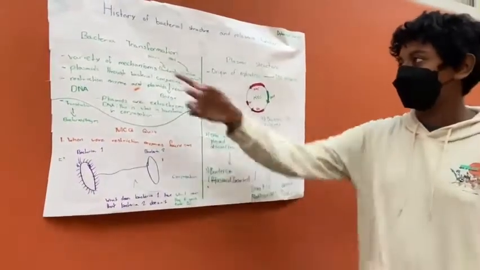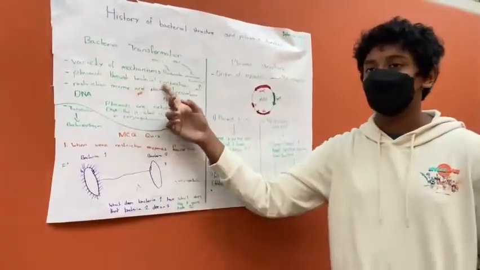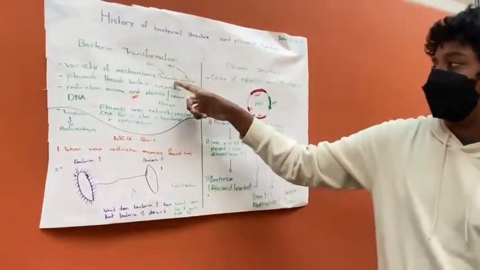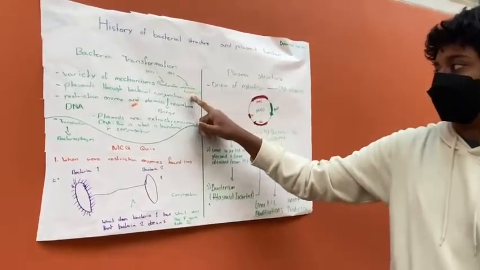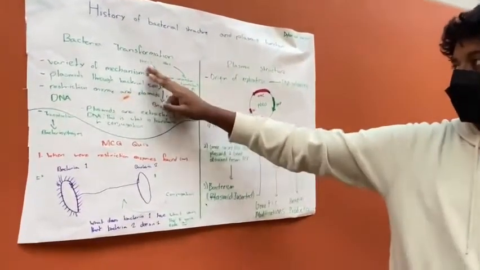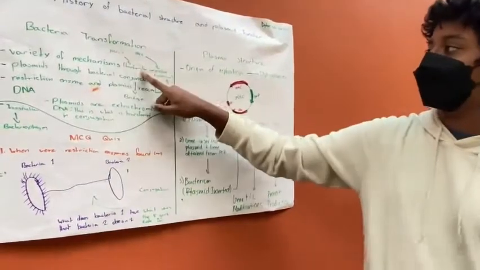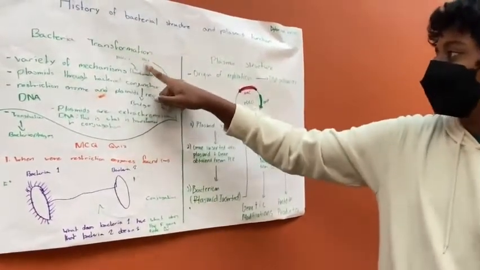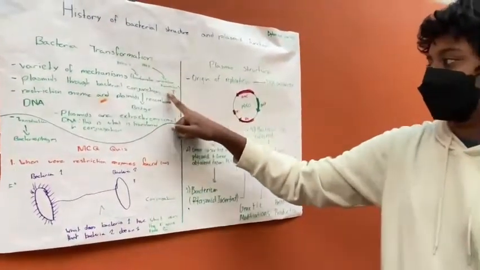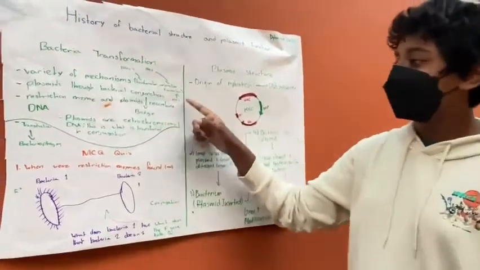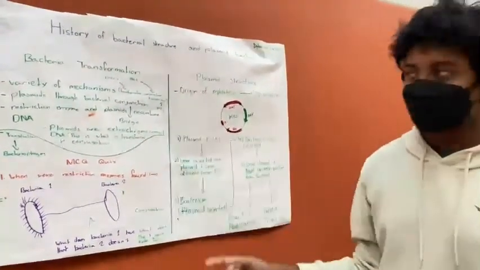So, bacterial transformation. There's a variety of mechanisms that bacteria use. The three main important ones are transformation, conjugation, and transduction. Transformation was discovered in the 1940s, conjugation was discovered in 1946, and transduction was discovered in 1951.